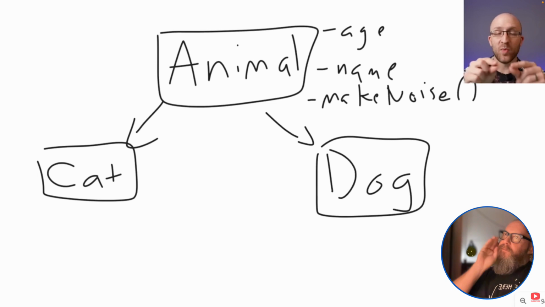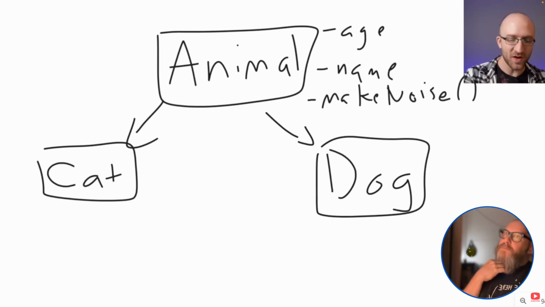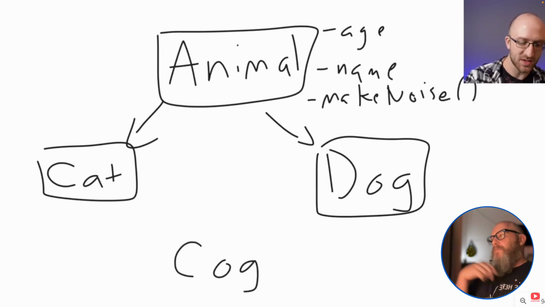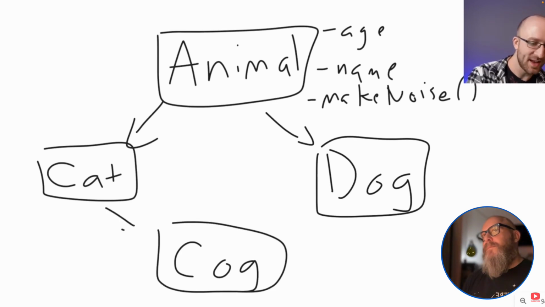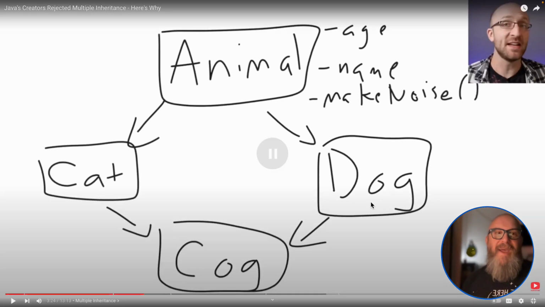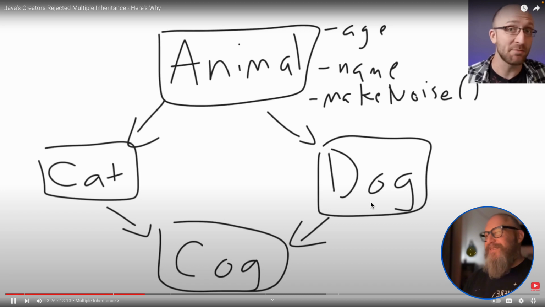A class can totally have more than one child class. But what if on top of that, we wanted to create another class called cog that inherited all the features of both a cat and a dog? By the way, I stole this example of cat and dog with cog from this guy. So I take no credit for that. Concept, that seems like it might be okay, right? But let's see what happens when we try to implement that in Java code.